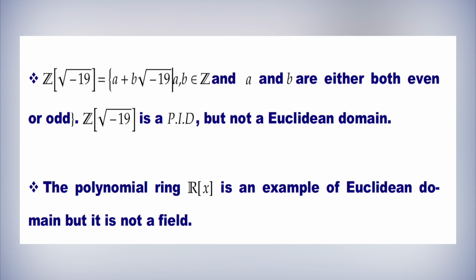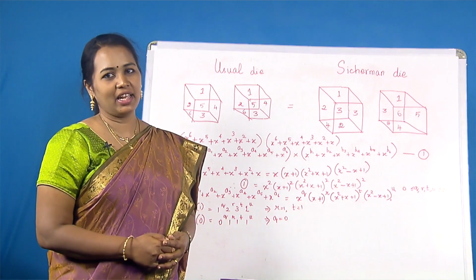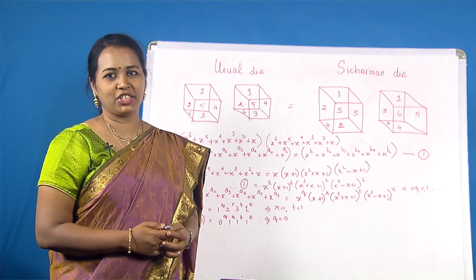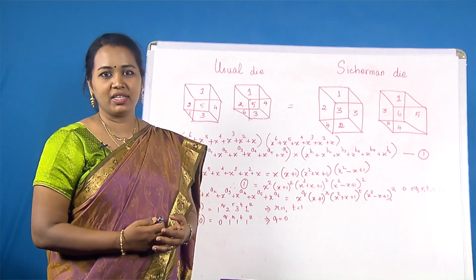Third, Z[(1+√-19)/2] is the set of a plus b√-19, where a, b belong to Z and a and b are either both even or both odd. Then Z[√-19] is a principal ideal domain, but it is not a Euclidean domain. The last example, the polynomial ring R[x] is an example of a Euclidean domain, but it is not a field.